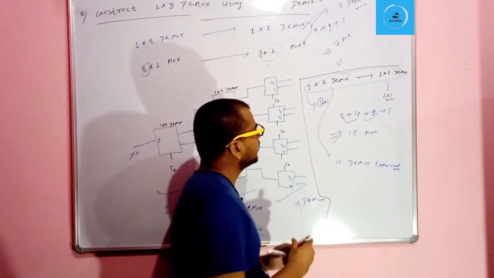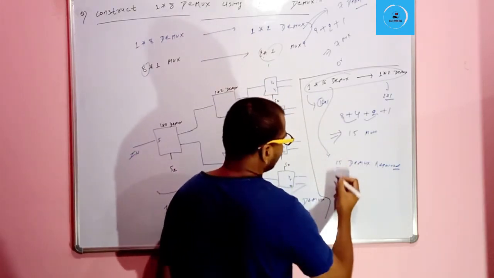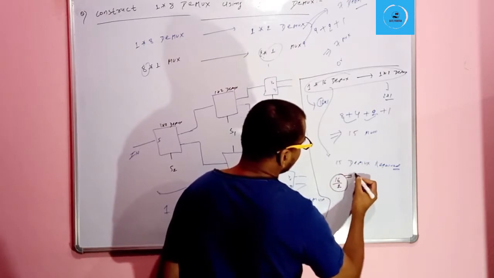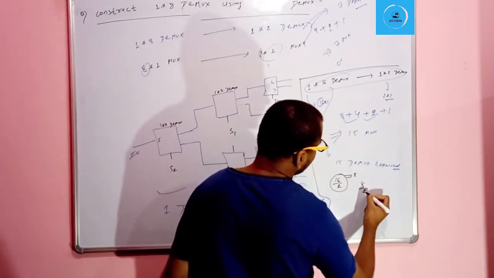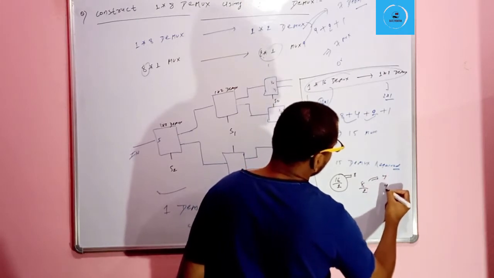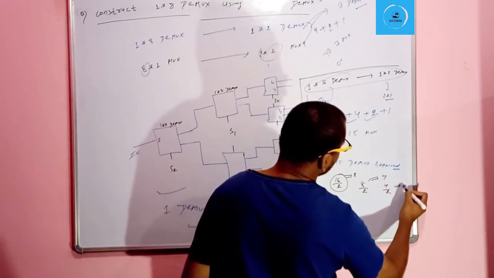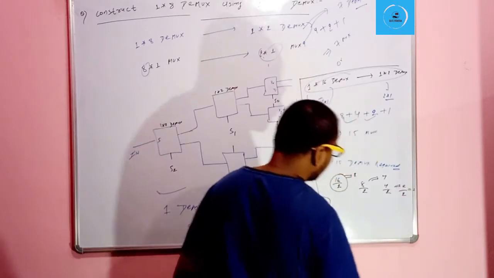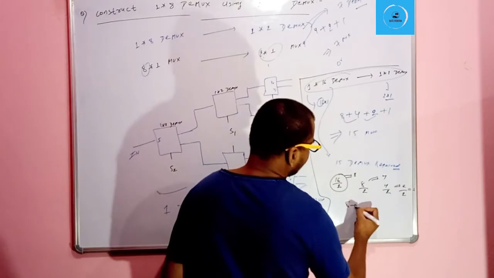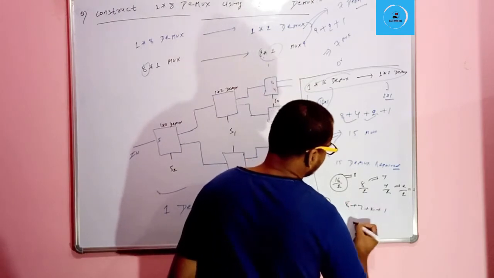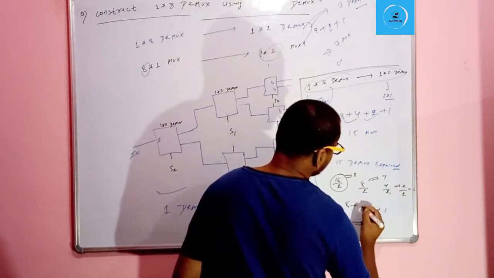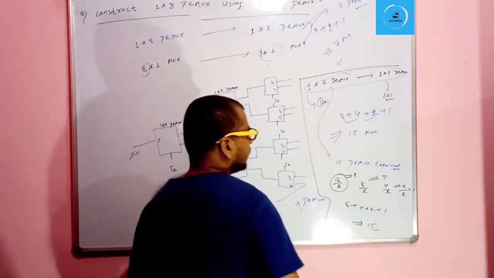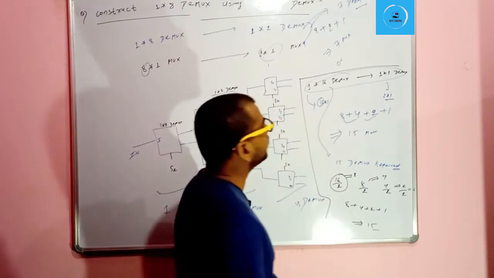Just simply divide it. 16 divided by 2, what will be the answer? 8. Now this 8 divided by 2 is 4. This 4 divided by 2 is 2, and this 2 divided by 2 is 1. So here the total is 8 plus 4 plus 2 plus 1, which is 15, right? Like this we are going to solve this.